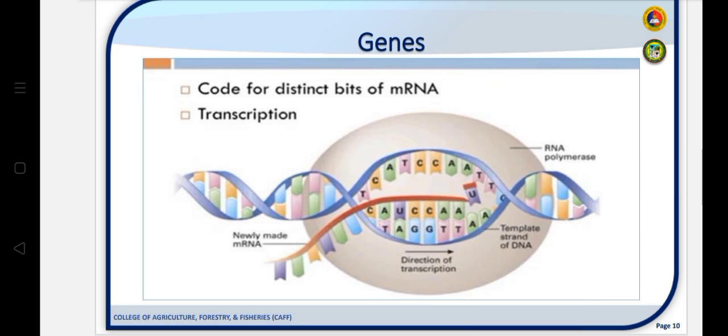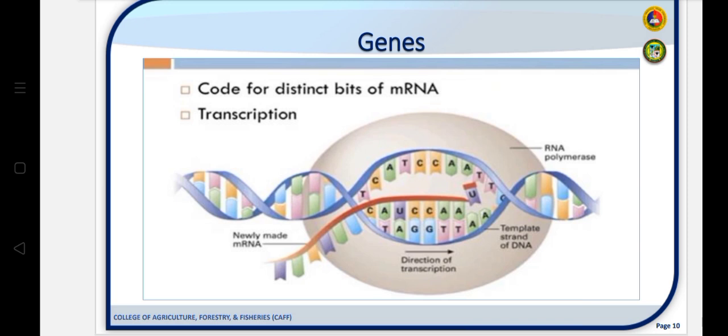Now that we've seen the nucleus, let's talk about what's inside it. It's genes. Genes are special sections of DNA that carry instructions for making proteins. To use these instructions, the cell makes a copy of the gene. This process is called transcription. During transcription, the DNA is used as a template to build a strand of messenger RNA or mRNA.